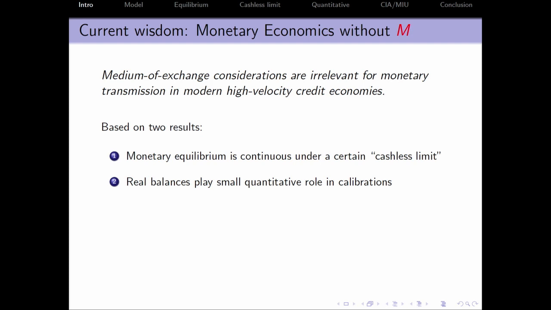The second is more like a quantitative result. If you look at the Jordi Galí textbook, for example, chapter 2. Before he throws money out, he gives it a chance. And the best chance he can give it at that point in time is to put money in the utility function framework, non-separable. What else could you ask for, right?